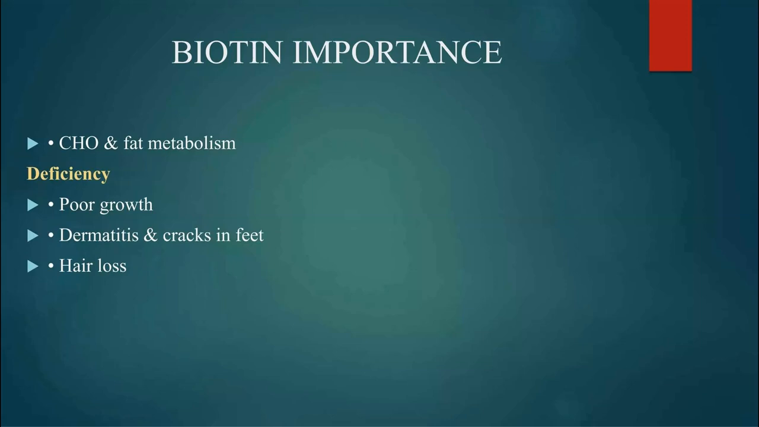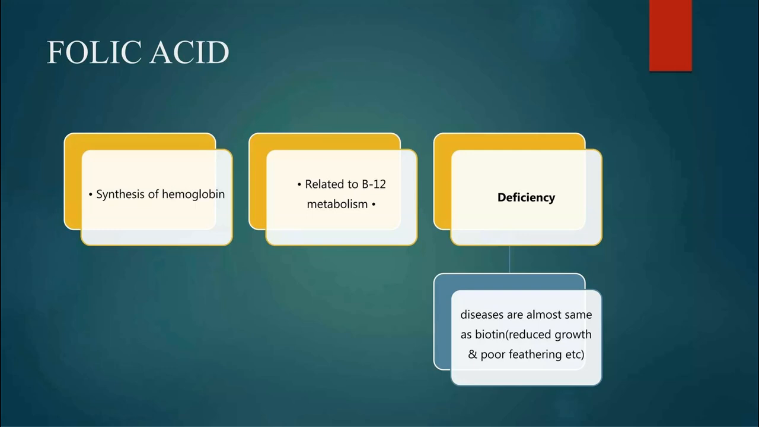Then biotin importance: carbohydrate and fat metabolism, then poor growth, then dermatitis, especially cracks in high producing cattle, maybe the Jersey or HF. Then hair loss is also another thing.